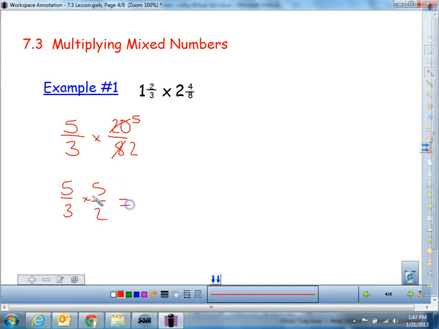So when I multiply straight across, 5 times 5 is 25. 3 times 2 is 6. I don't want to leave it as improper. I've got to switch it back to a mixed number for my final. So I'm going to go ahead and ask myself, how many times can 6 fit into 25 without going over? Well, I know 6 times 4 is 24. That's as close as I can get. So 4 becomes my whole number. And when I take 24 out of here, I'm left with 1 left that I have not used, and my bottom number stays the same. So 4 and 1/6 is my answer to this problem.